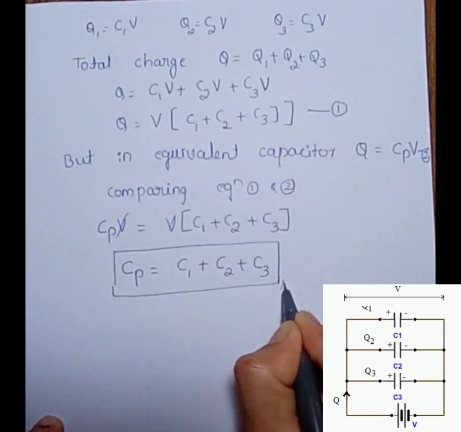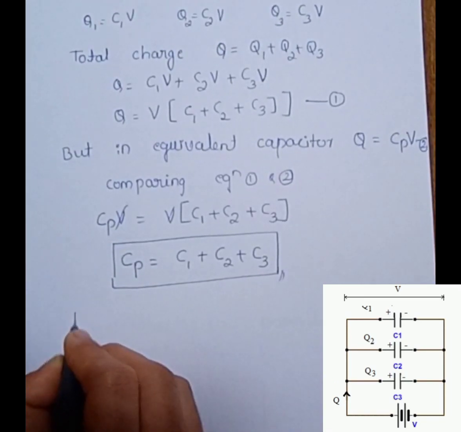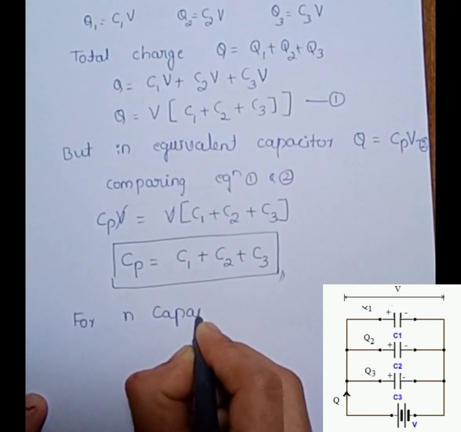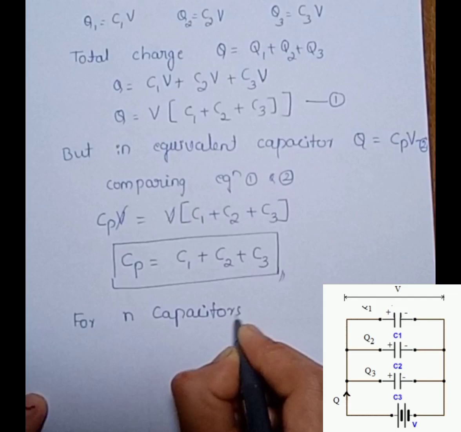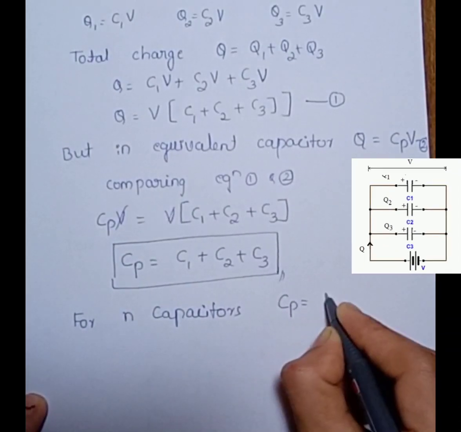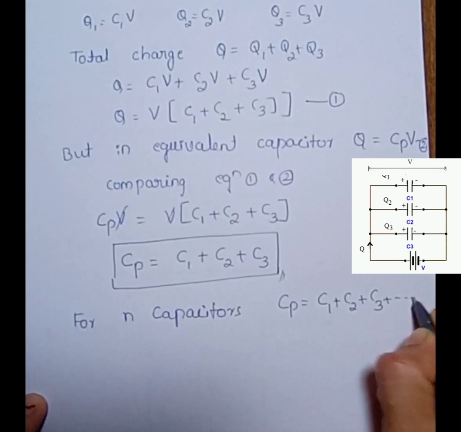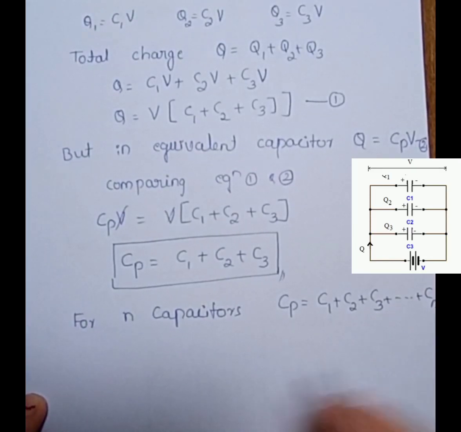This is for parallel capacitors. For N capacitors, Cp can be written as C1 plus C2 plus C3 plus so on up to Cn.